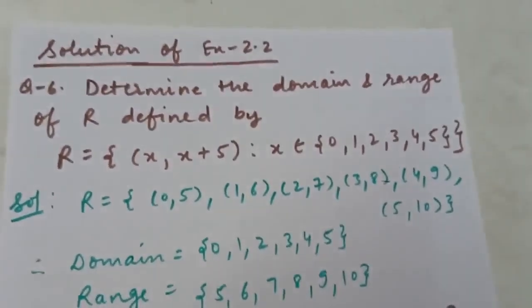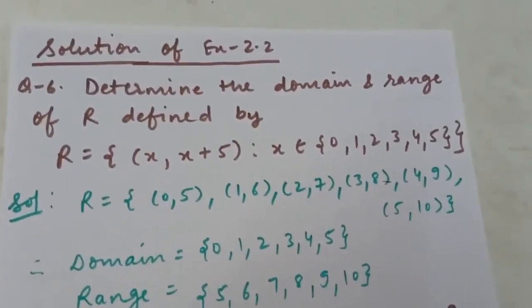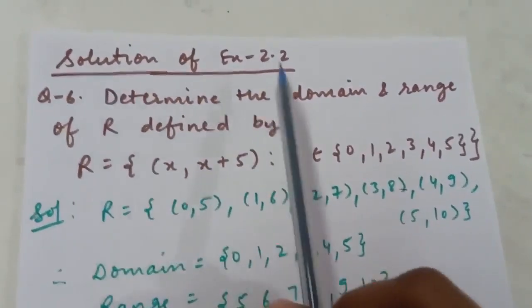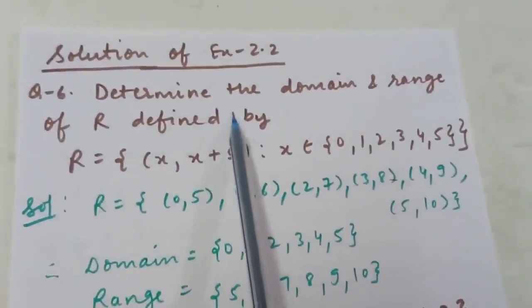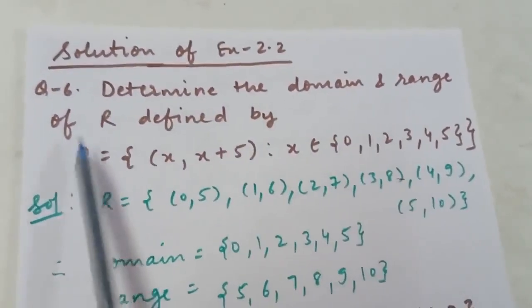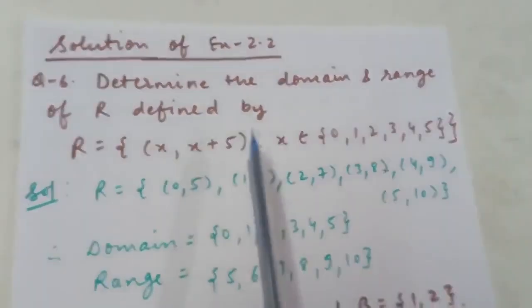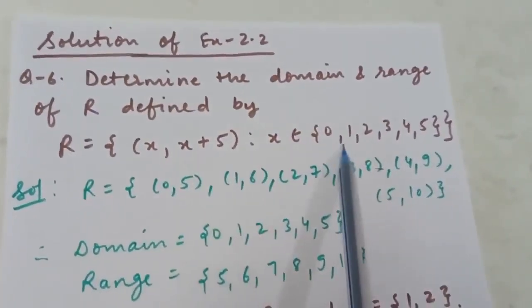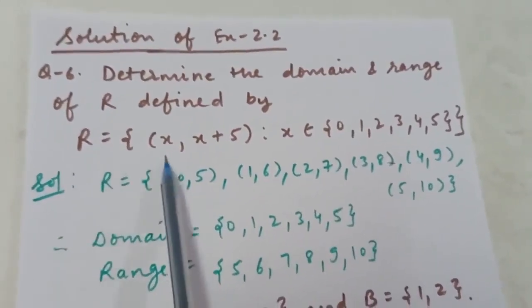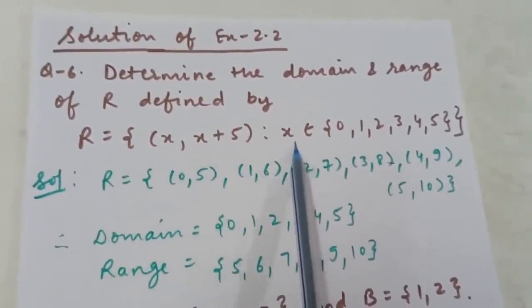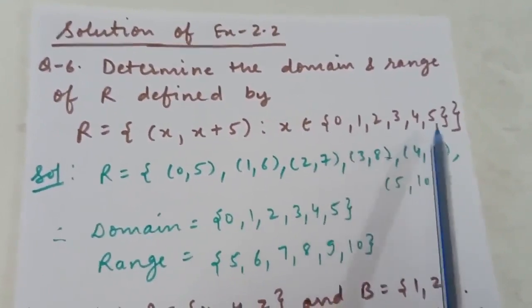Solutions of the questions which I have given you as homework in the previous lecture. So first, talking about the solutions of exercise 2.2, question number 6. Determine the domain and range of R defined by, the relation is defined like this. We have to tell the domain and range. So relation is what? X plus 5 such that x belongs to the set 0 to 5.